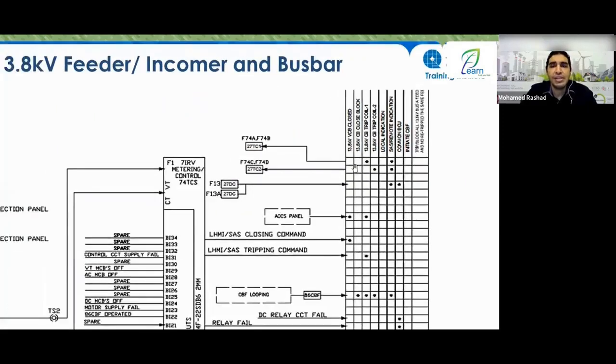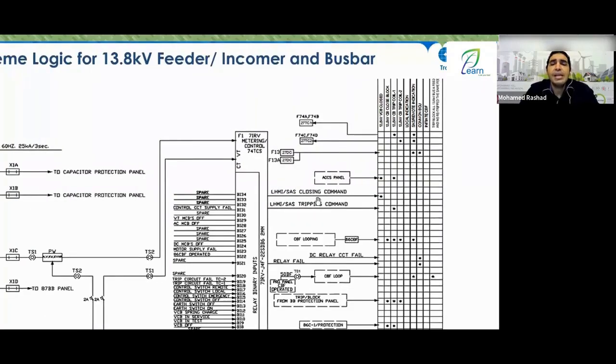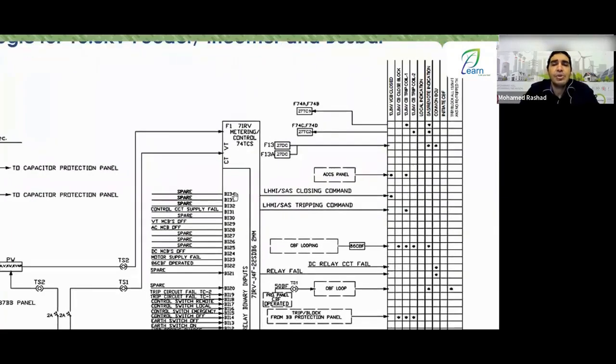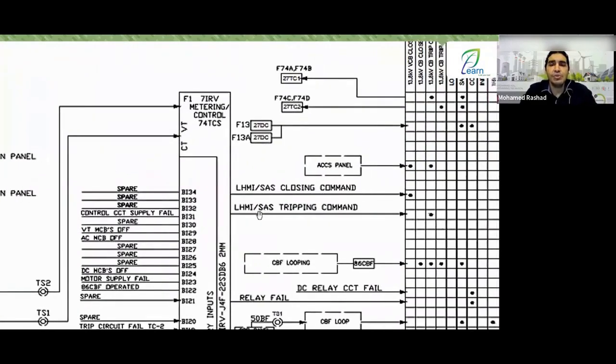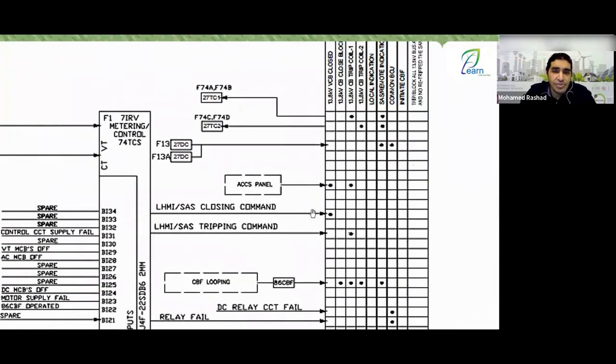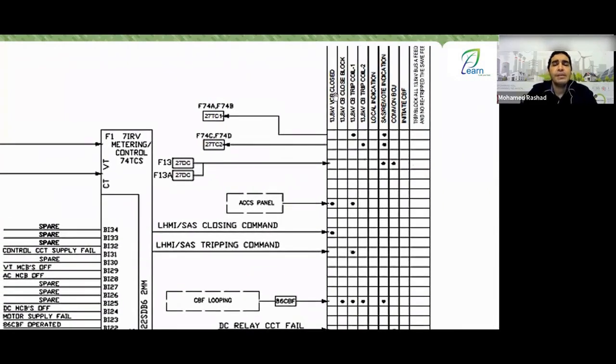So what do you understand from this? Let's see together. Now, let's say I want to give a close command. Can't you give a close command from local or a SAS? All right, you give a close command and you'll find an arrow coming out from the relay and placing a point here with the first column, which is circuit breaker closed. It means it can give a close command to the circuit breaker, all right?